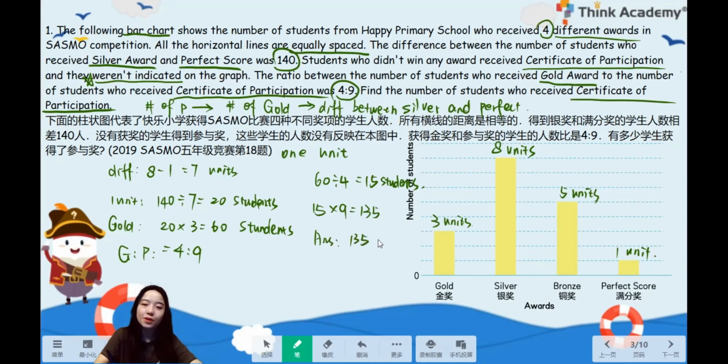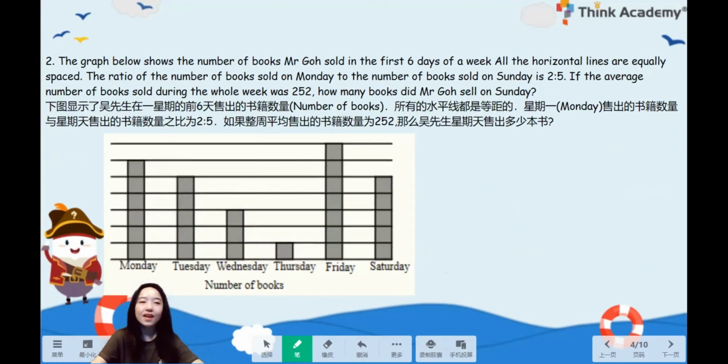So that's how we solve this kind of question. Remember to write down the final answer as a conclusion. It will be more clear. So that's how we solve the first one. Then let's move on to question number 2.